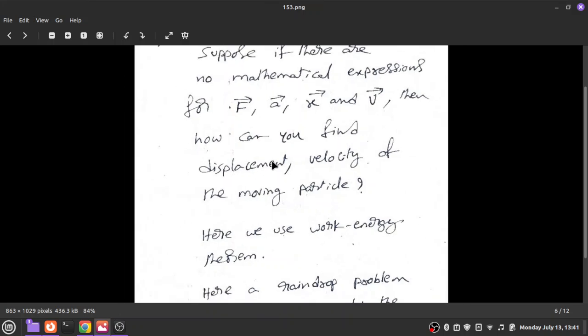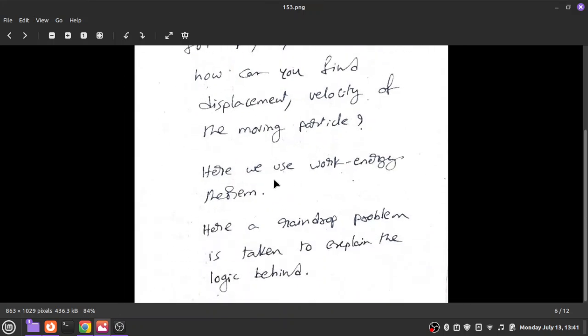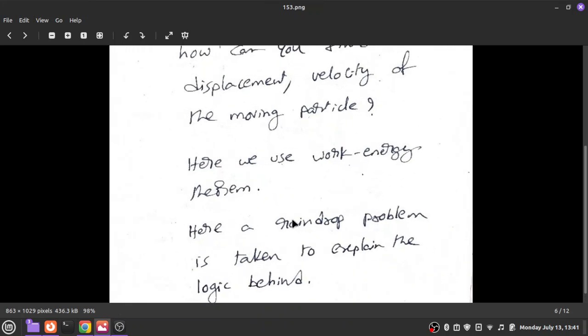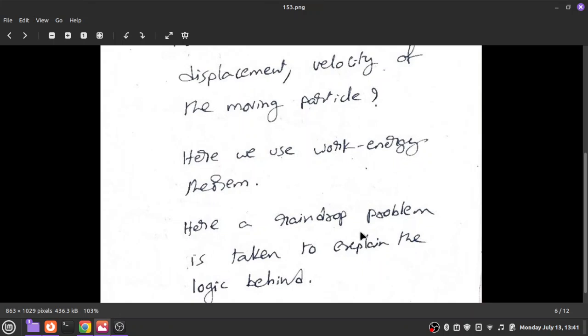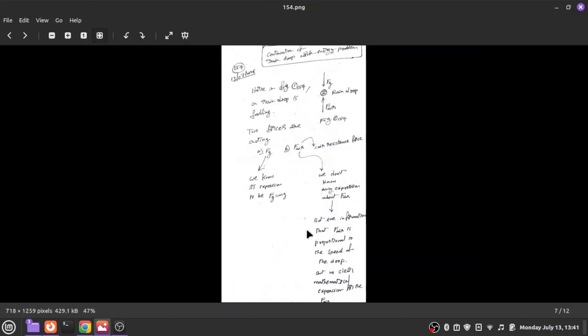In this case, the work energy theorem comes to our help. Here I am going to explain the raindrop problem to understand how the work energy theorem is helpful even though you don't know the expression for force. The work energy theorem will help us find the other parameters of a moving body even under the action of a variable force for which there is no mathematical expression.